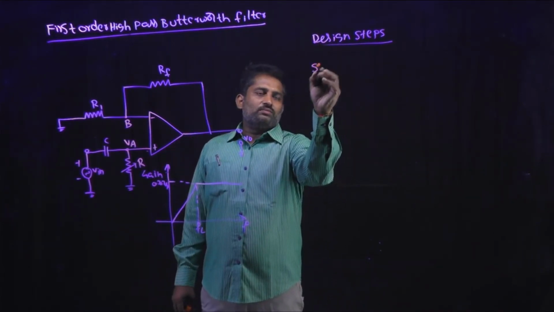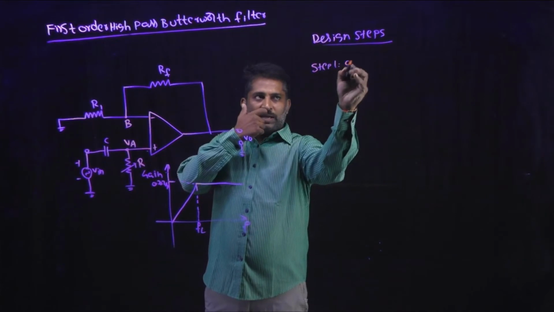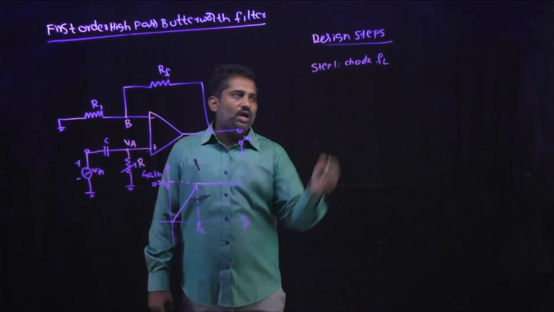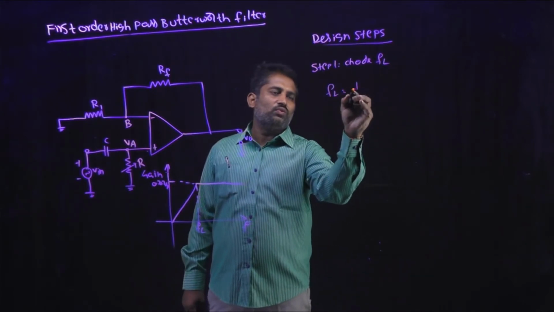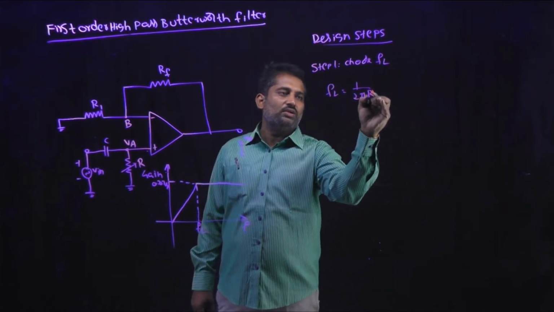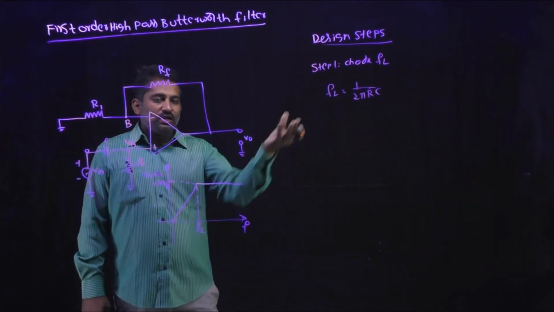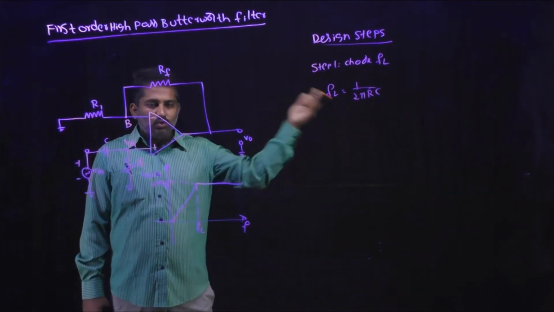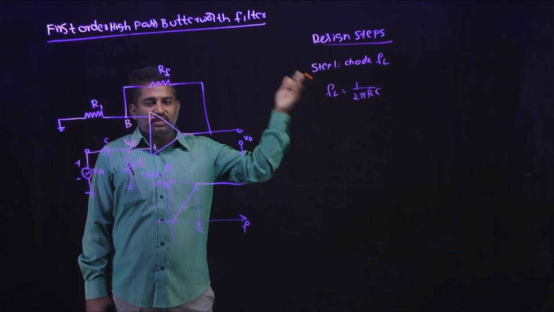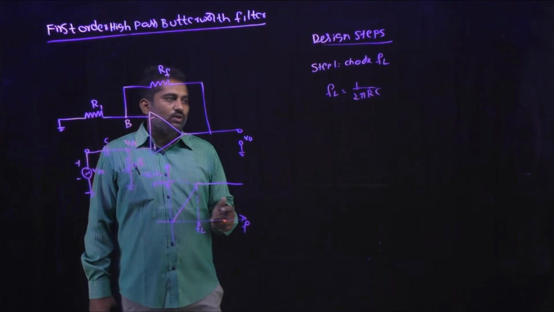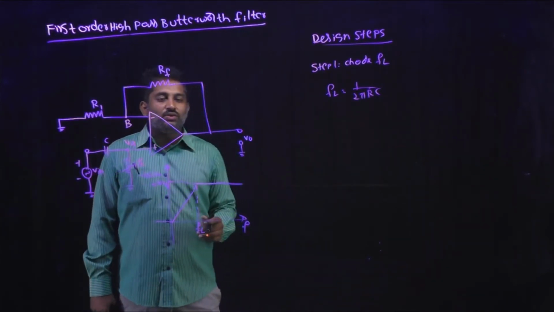Step 1. Choose the lower cutoff frequency FL. We all know that FL is equal to 1 by 2 pi into R into C. From the given problem, choose the cutoff frequency. They will give that, may be 100 kilohertz, may be 100 hertz, may be 10 hertz, whatever it may be. Okay, choose that value FL.